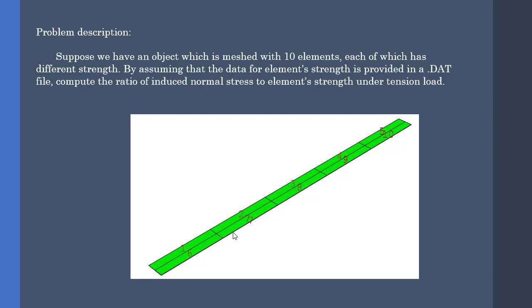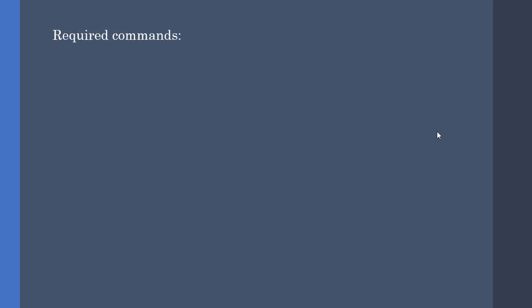Suppose we have an object which is meshed according to this picture, and we are going to assume that each element is going to have its own strengths or Young modulus, etc. I'm assuming that we supplied that information in an IMP file or in a .dat file or in a txt file, and we just want to import those data to ABAQUS. Here are the required commands.